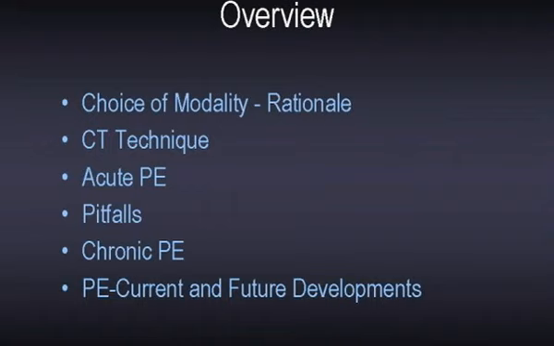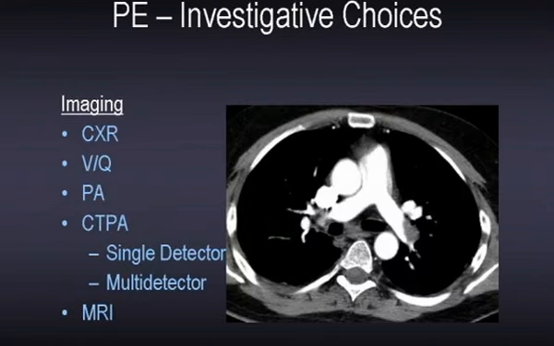And I'll spend the bulk of our time talking about acute pulmonary embolism and pitfalls in its interpretation. Finally, I'll spend a little bit of time talking about the much less common entity of chronic thromboembolic disease, and at the end, spend a little bit of time talking about current and future developments in imaging of thromboembolism.